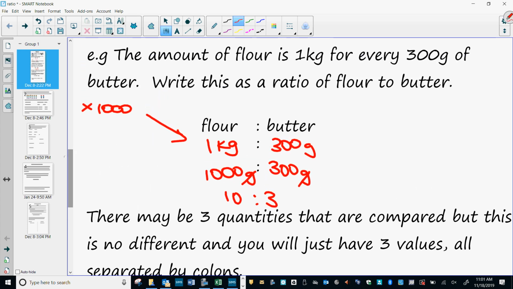Just the fact that it's 10 to 3 tells us that whatever the unit, so if I had 30 kilograms of butter, then I'm going to have 10 times that worth of kilograms of flour. If I had 3 grams of butter, I would have 10 times that for flour.